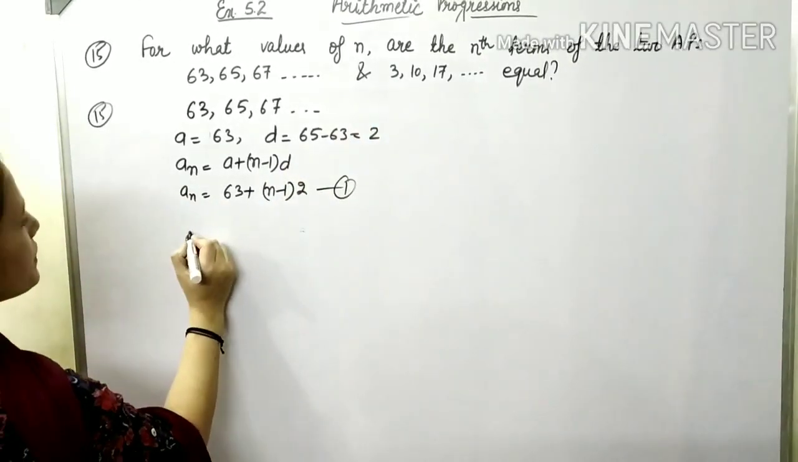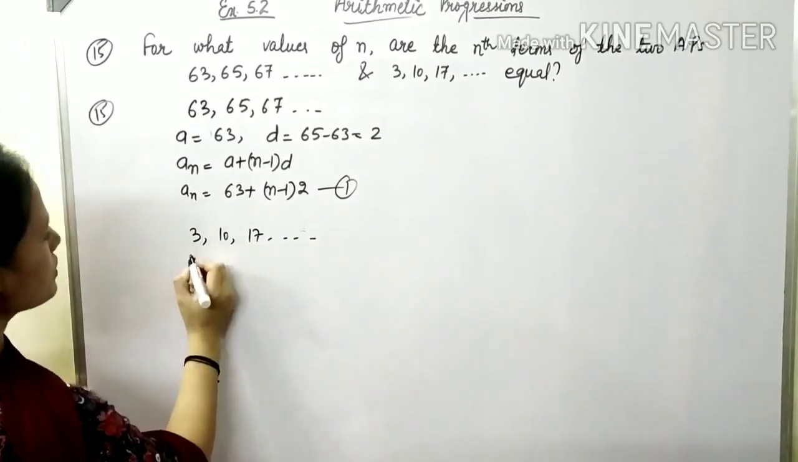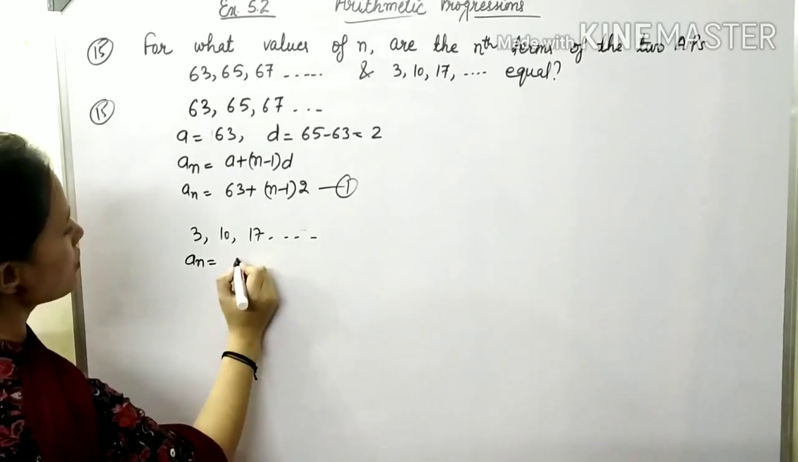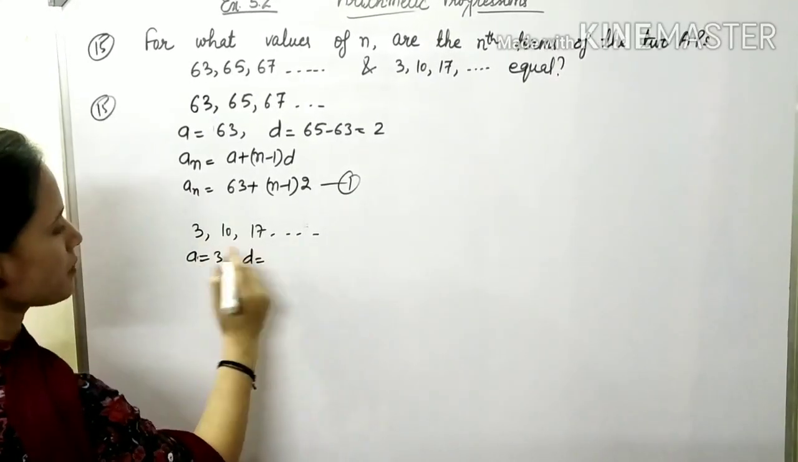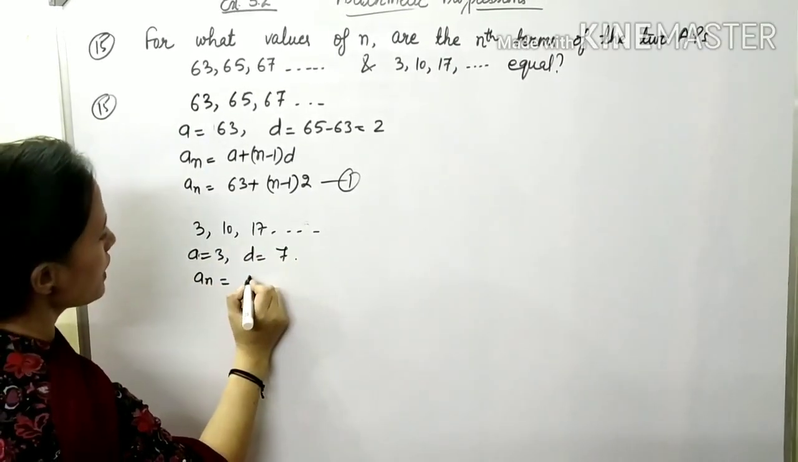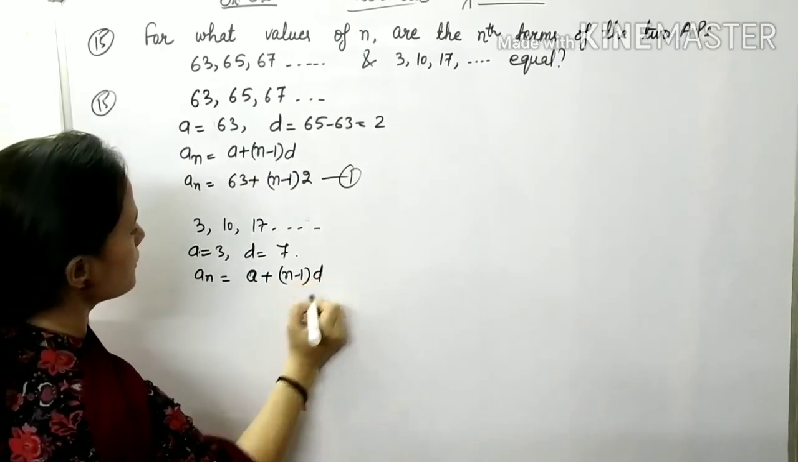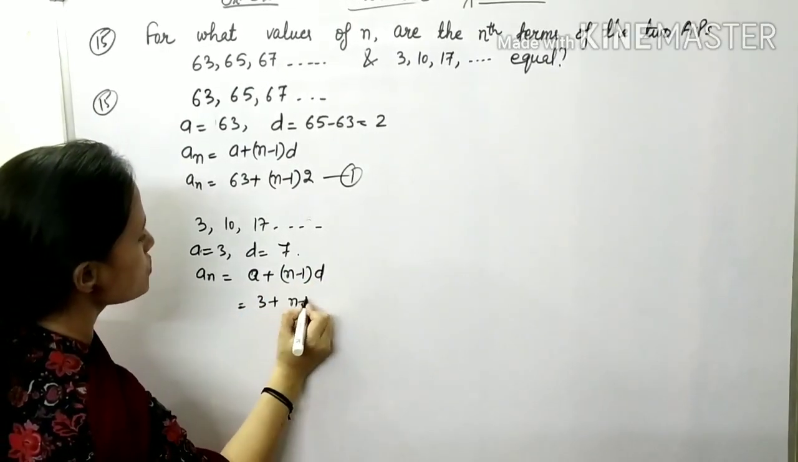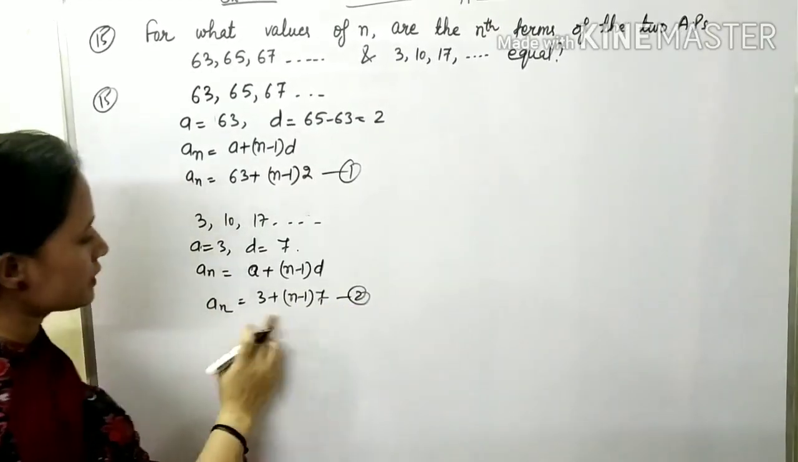Now the second AP is 3, 10, 17 and so on. So for the nth term of this AP, first of all, the first term is 3 and the common difference is 10 minus 3, that is 7. So the nth term of this AP will be A plus (n minus 1) D, 3 plus (n minus 1) into 7. So this is the nth term of the second AP.